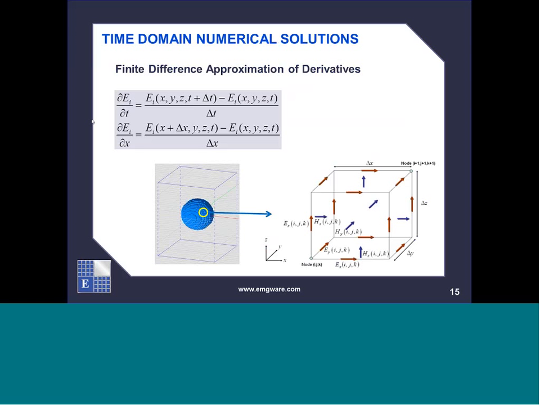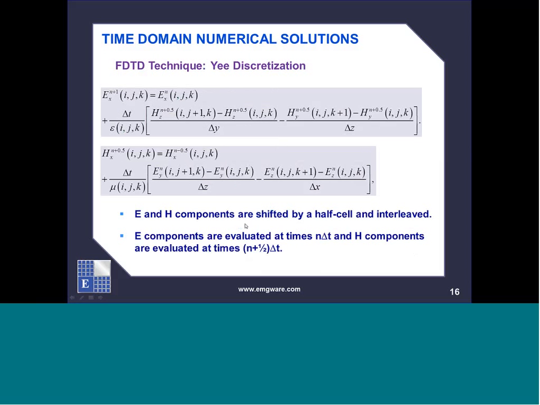Time domain numerical solutions. Here we use finite difference approximation of the derivatives. So we have finite difference approximation of space derivatives x, y, z, and time derivatives, t. Here is the famous Yee cell, or Yee grid. As you can see from here, Ex, Ey, and Ez are defined at the edges of this cubic cell, and H components, Hx, Hy, and Hz, are defined at the middle of the faces. So E and H components are shifted by a half cell, and they are interleaved. Also, E components are evaluated at times n delta t, where delta t is the time step. Magnetic field components are evaluated at times n plus 1/2 delta t. And so this scheme is numerically very stable.